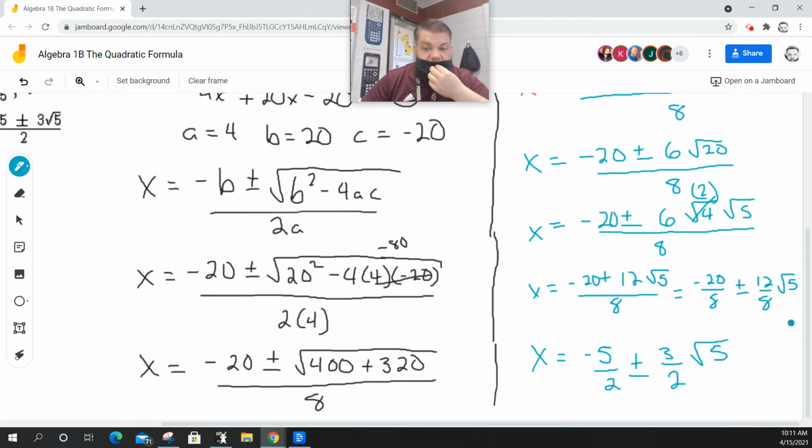Now, I split it up, but really this is the same as negative 5 plus or minus 3 root 5 all over 2, which is option D.